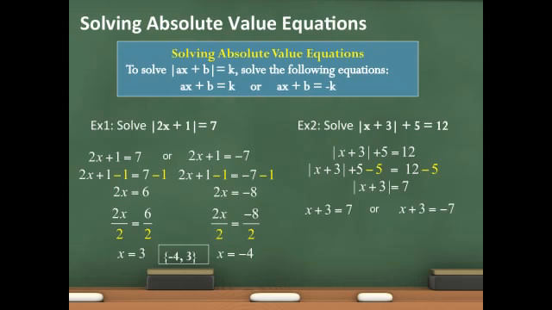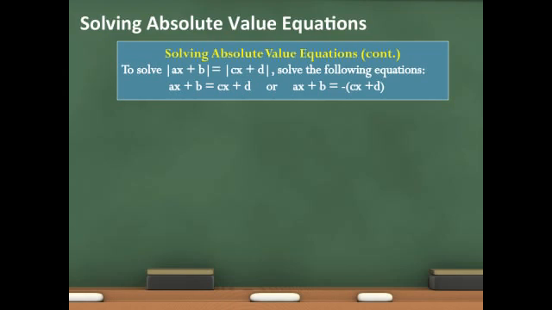Now we can apply the definition to solve this equation. Again, we rewrite the problem as two equations: x plus 3 equals 7, and x plus 3 equals negative 7. We solve the first equation by subtracting 3 from both sides. This will give us x equals 4. In the second equation, we also subtract 3 from both sides. This time we get x equals negative 10. Therefore, we have two solutions, negative 10 and 4.